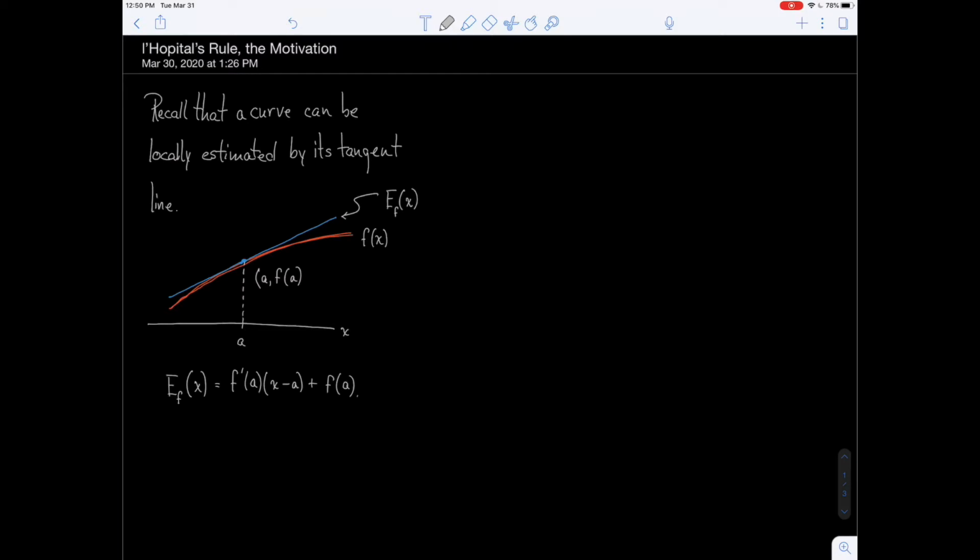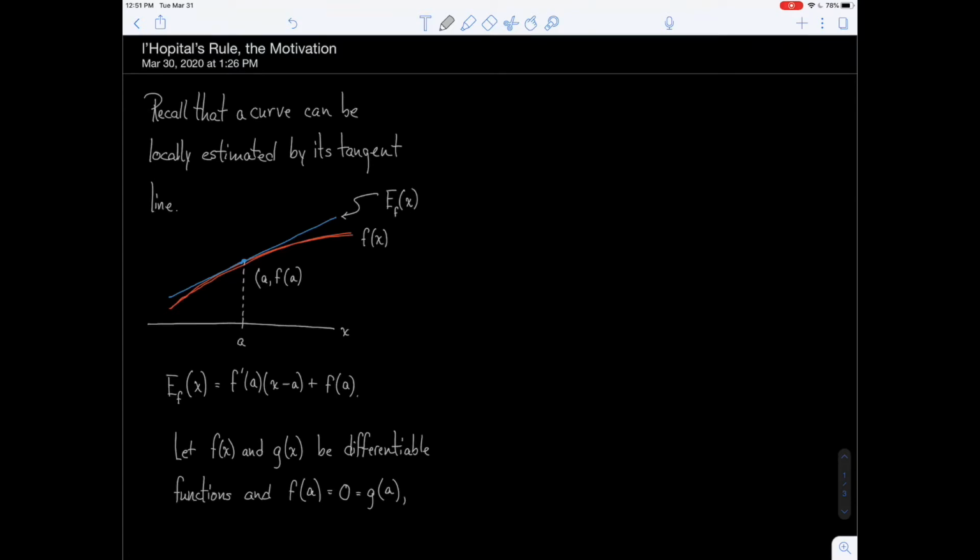And let's take a look. So L'Hopital's rule says this. Let f and g, let f of x and g of x be differentiable functions, and f of A is equal to 0, but that is also equal to g of A. Then what we can say is this.